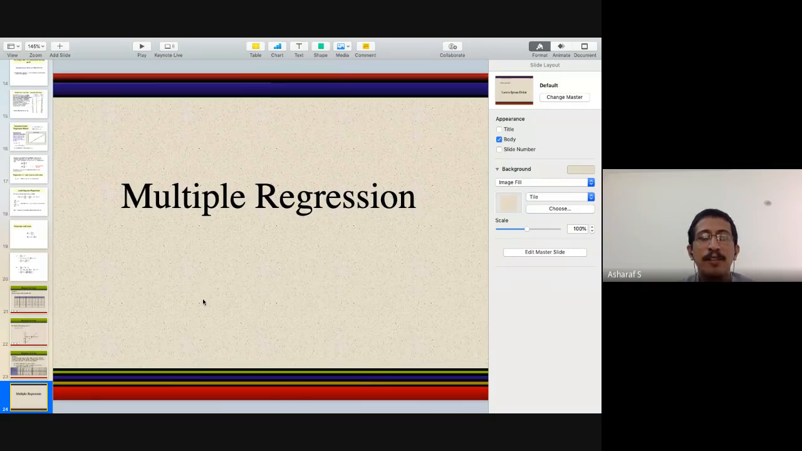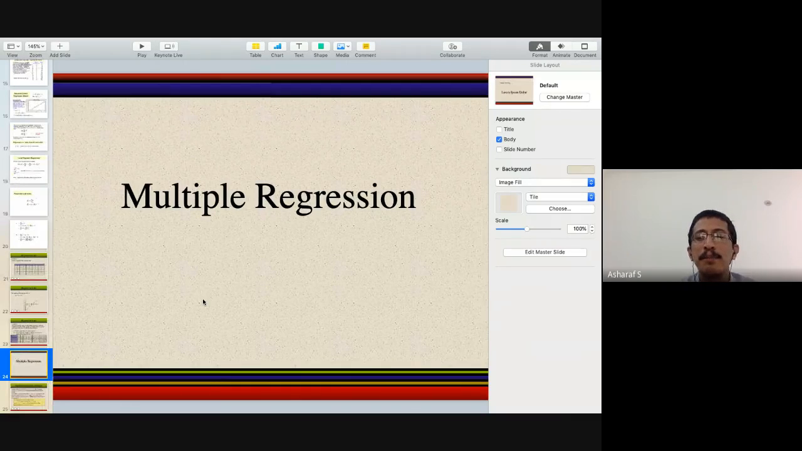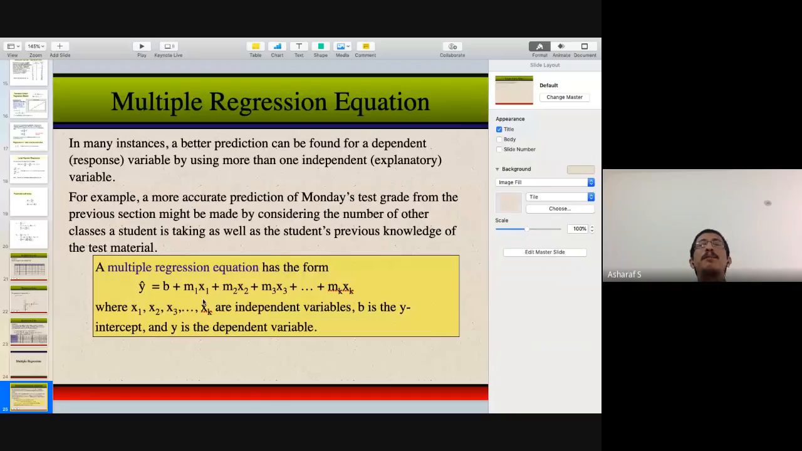You have an x deciding y. If there are multiple variables, right? Let's consider the multiple regression context. You may have to do a prediction of a dependent variable using more than one independent or explanatory variable.